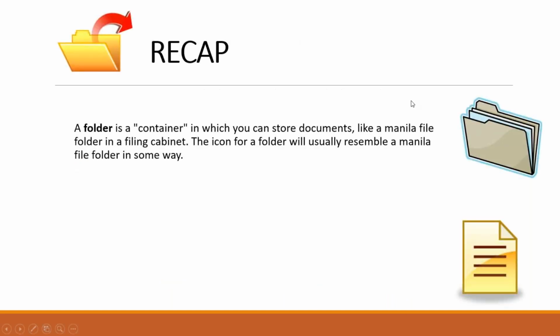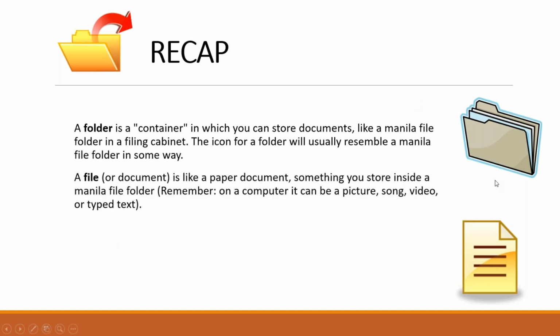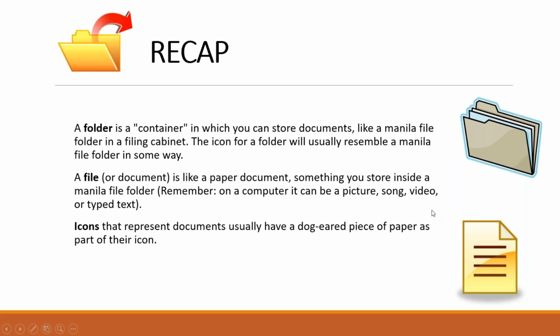So, quick recap: a folder is a container in which you can store documents, like a manila file folder in a cabinet. The icon for a folder will usually resemble a manila file folder in some way. A file or document is like a paper document, something you store inside a manila file folder. But remember, a file or document isn't just text-based. It can be a picture, song, video, or type text. And the icons that represent documents usually have a dog-eared piece of paper as part of their icon.